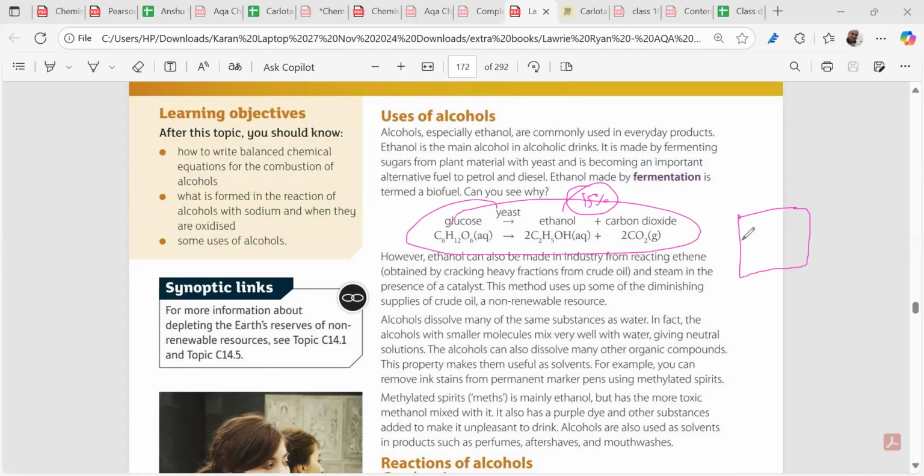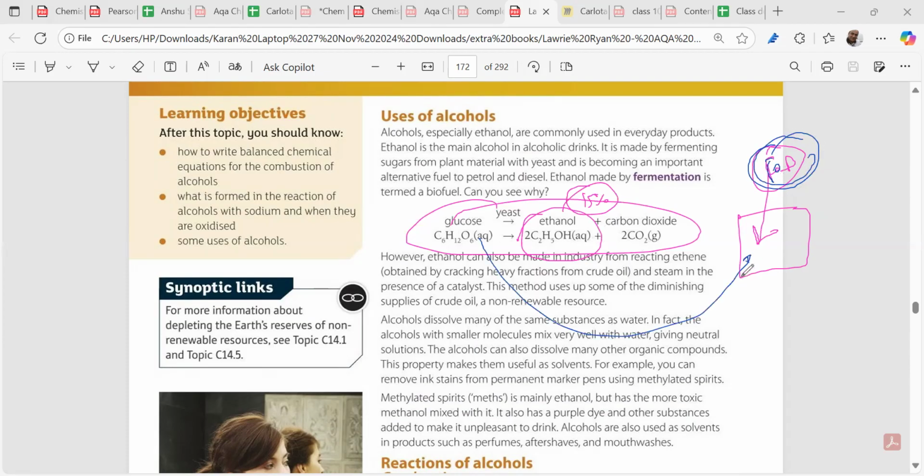In the reaction mixture, you have ethanol mixed with unreacted glucose and carbon dioxide. So we have to go for fractional distillation ultimately, to take out the ethanol. Is it clear? These are past paper questions I'm discussing. We have to use fractional distillation because there's a mixture.